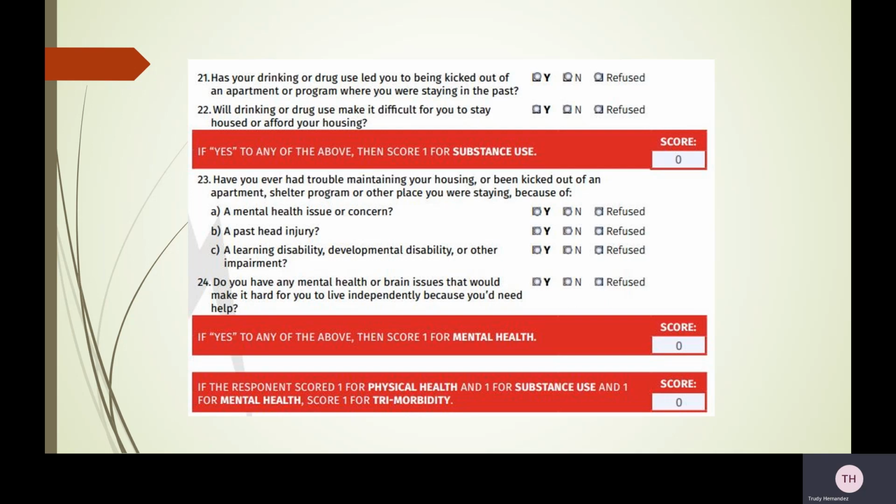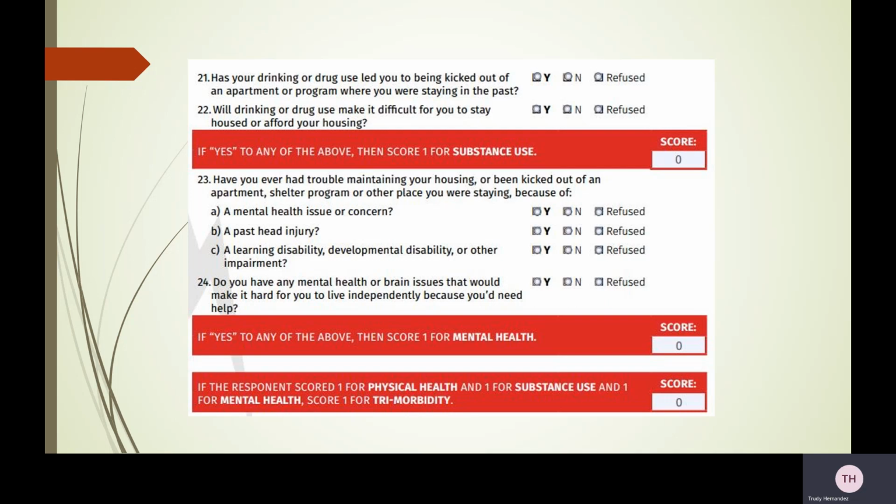23 is looking at mental health issues. Have you ever had trouble maintaining your housing or been kicked out of an apartment, shelter program, or other place you were staying because of, and this is a multi-part question as well, mental health issues or concerns, a past head injury, and learning disability, developmental disability, or other impairment? And then 24, do you have any mental health or brain issues that would make it hard for you to live independently because you need help? So if they say yes to 23 or 24, then they would score a 1 for mental health.